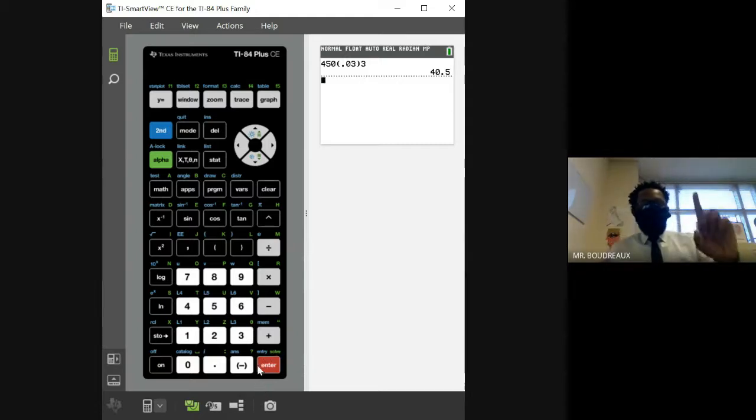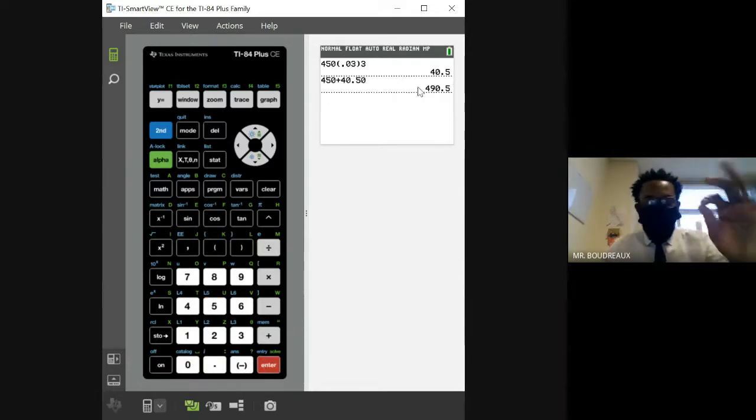Remember I told you need to be able to calculate interest, calculate the balance, and compare. That's the amount of interest. So let's figure out what's her total balance. 450 plus the $40.50 equals 490. That's her total.